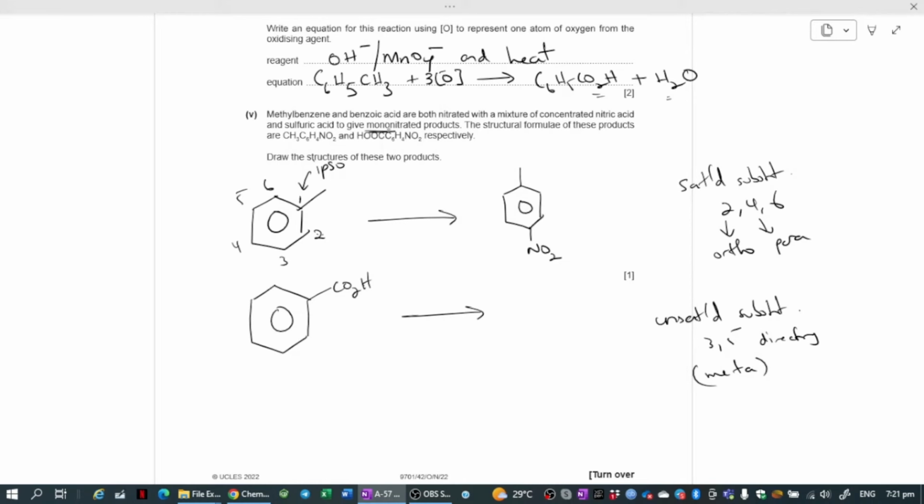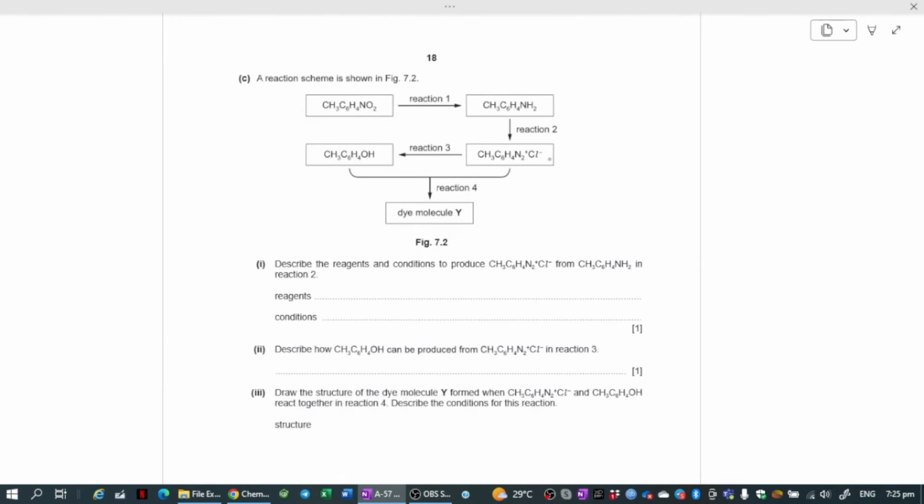And then likewise here, the carboxylic acid group is unsaturated, so it's a 3,5 or meta-directing group. So we would expect to get this as our product. 1, 2, 3, the nitro group will add here, right? And it's mononitration, so we just get one product. And that's our answer for this part of the question.